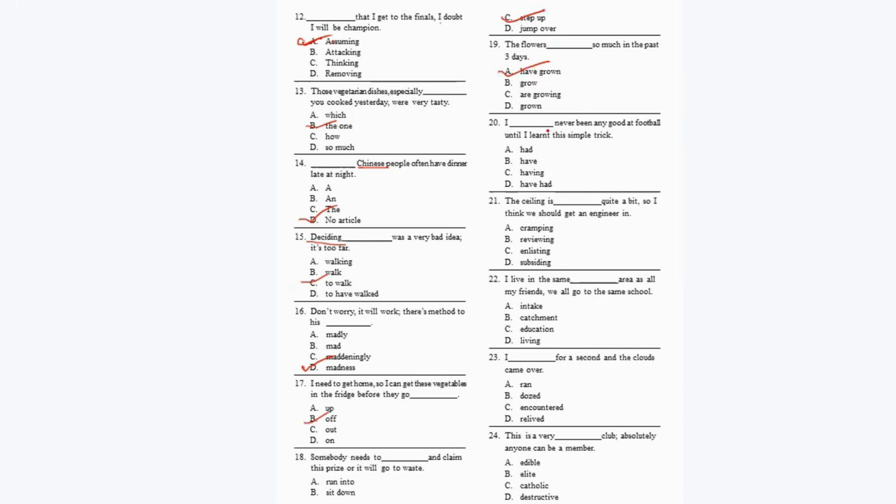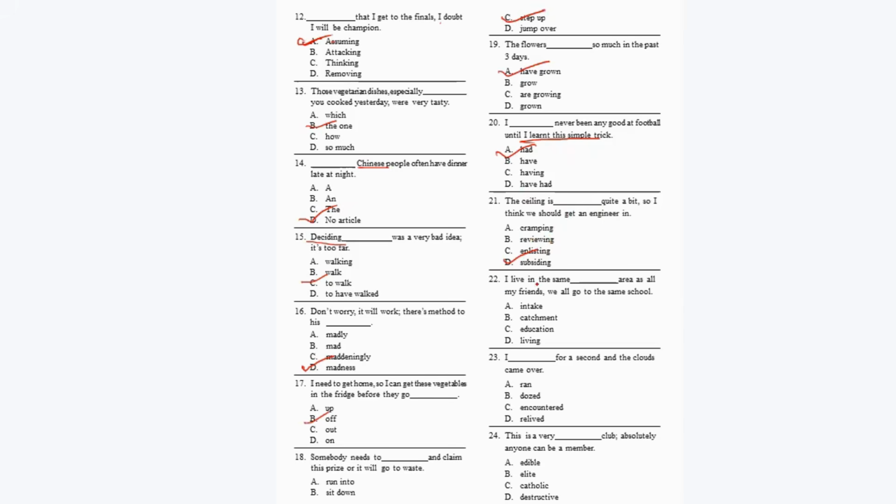I dash never been any good at football until I learned this simple trick. Here it is given in past tense, so you need had. I had never been any good at football until I learned this simple trick. The ceiling is dashed quite a bit, so I think we would get an engineer in. So it should be the ceiling is subsiding. What do you mean by ceiling is subsiding? It means it is lowering from the original position and it requires some repairing work.